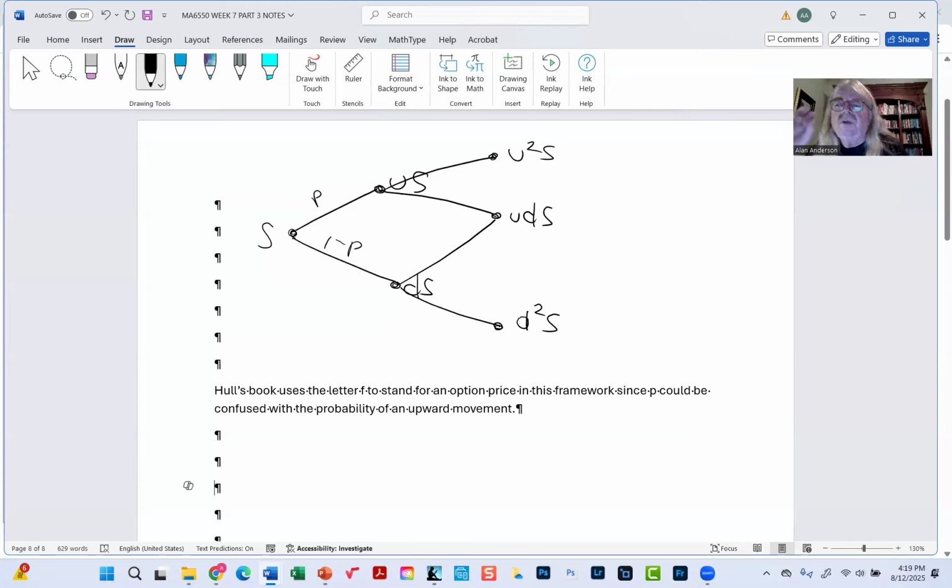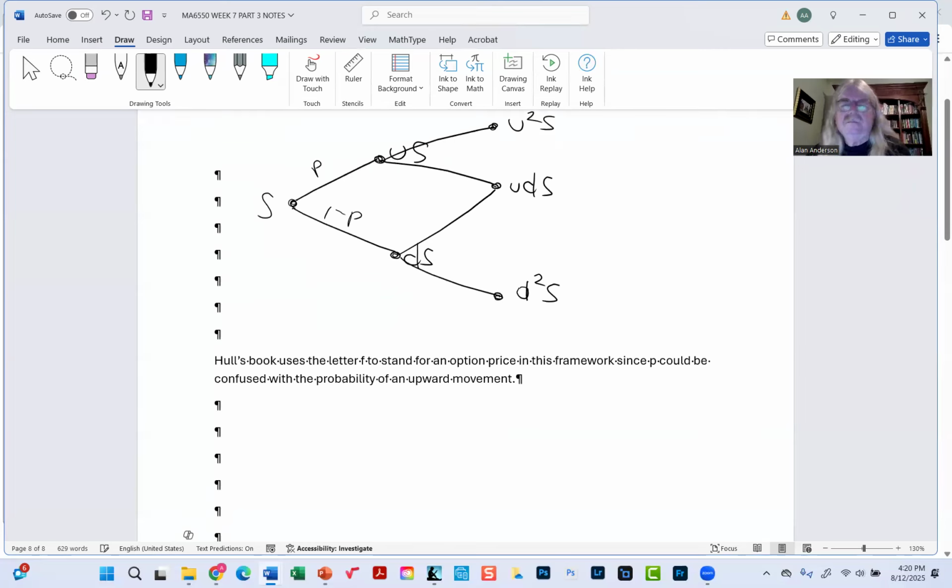Once we know whether it's a call or a put, we use the letter F, and from then on, that means it's either a call or a put, depending on which one we want. We're not going to use P here. Instead, we'll just use F for both calls and puts. So the tree looks like this.